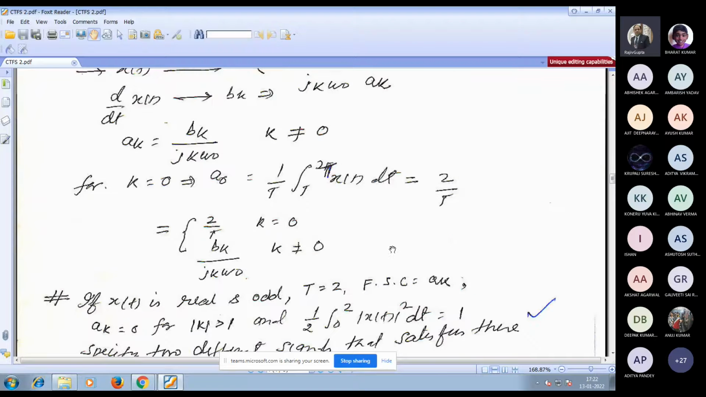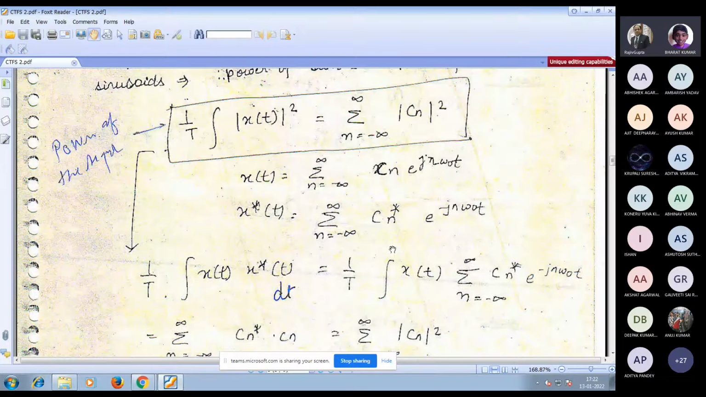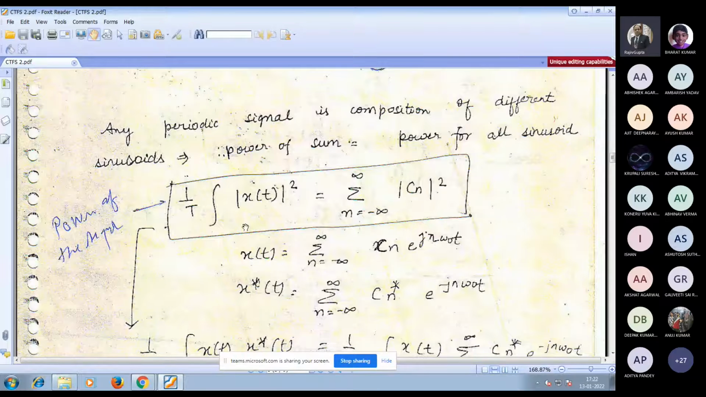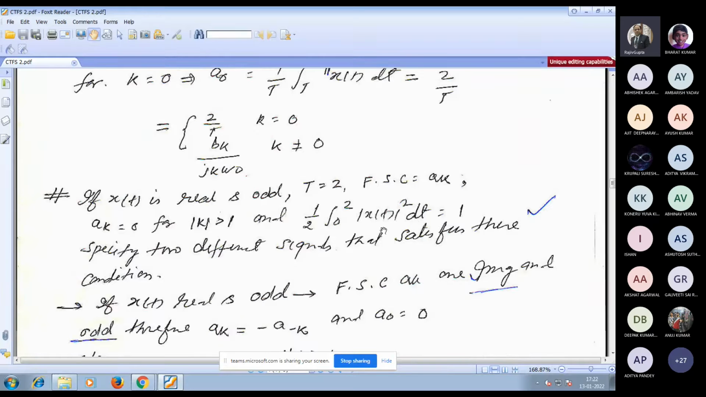What is the Parseval's theorem? This is the Parseval's theorem: 1 by T integration of mod of xt square dt equals to summation of k equals to minus infinity to infinity mod of ak whole square. Now can you tell me how many ak do you find from here? क्योंकि ak के बारे में और भी कुछ लिखा हुआ है. ak is 0 for mod of k greater than 1. How many ak do you find?